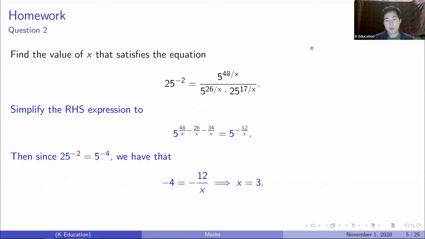Another way is to collect all the 5s and just the x's together. So the right-hand side, you can write it as 5 to the 48 over x minus 26 over x minus 34 over x. And the left-hand side is 5 to the power minus 4. So just equate the powers. In this case, minus 4 is equal to minus 12 over x. And you should be able to see that the number that divides 12 to give 4 is 3.